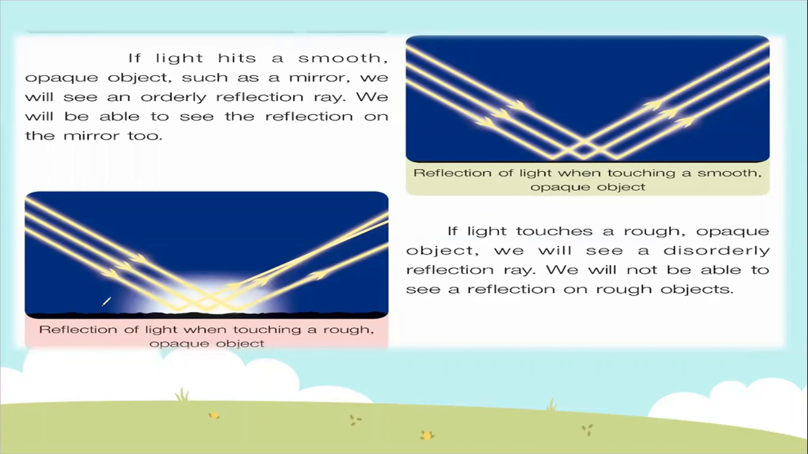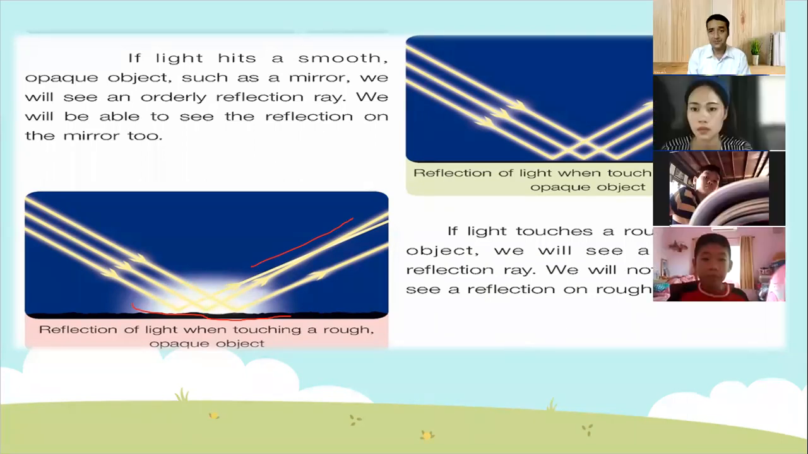But on the other side, you can see another opaque object, and the surface is not smooth. There are ups and downs. So the rays reflect back not in the same manner. They go here and there. So what we learn is, if the light touches a rough opaque object, we will see a disorderly reflection ray. We will not be able to see a reflection on rough objects. Okay, students, you understand that?